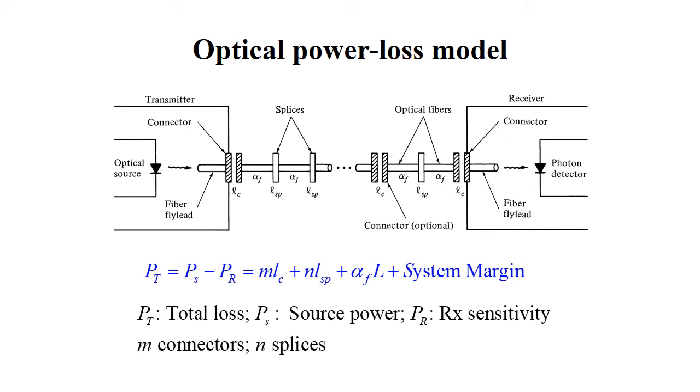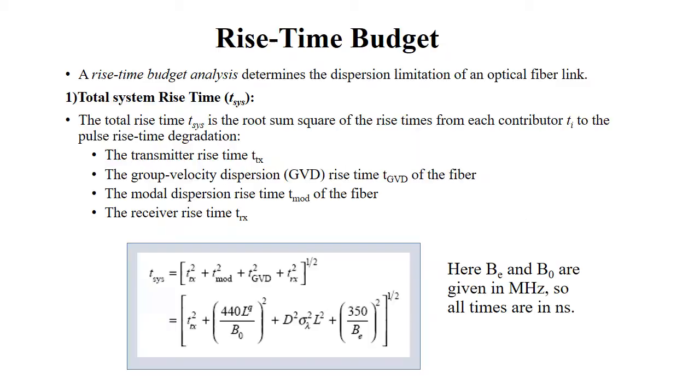Here PT is equal to PS minus PR, that is equal to M LC plus N LSP plus alpha L plus a system margin. Here PT is the total loss, PS is the source power, PR is the receiver sensitivity, M is the number of connectors and N is the number of splices. The system margin is nominally taken as 6 decibels.